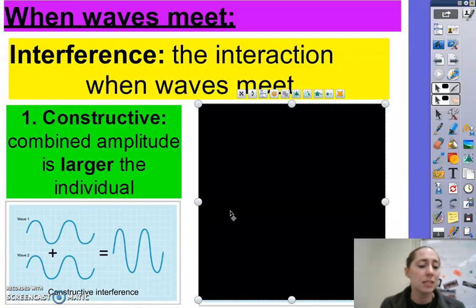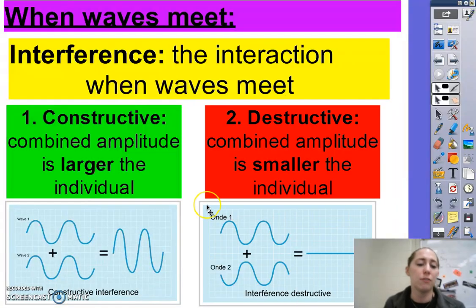The opposite of this is destructive interference. This is when the waves combine and the combined wave's amplitude is less than the amplitude of each individual wave. This happens when one crest lines up with the trough of another wave. This can simply minimize the amplitude or, in some cases, completely cancel each other out if the waves' amplitudes are equal.